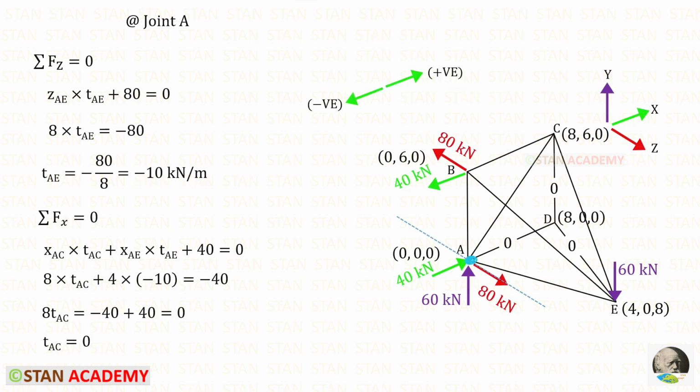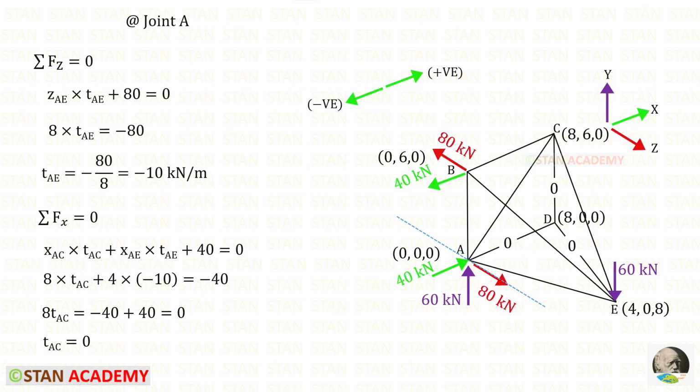Now in the joint A, let us apply this rule. No need to consider the member AB because it does not have distance in the x direction. Only we have to take the members AC and AE. We know that in the Z direction we have to draw a reference line like this. This side it will be negative and this side it will be positive. Both of the members are in the positive side, so both of these two terms should be positive.